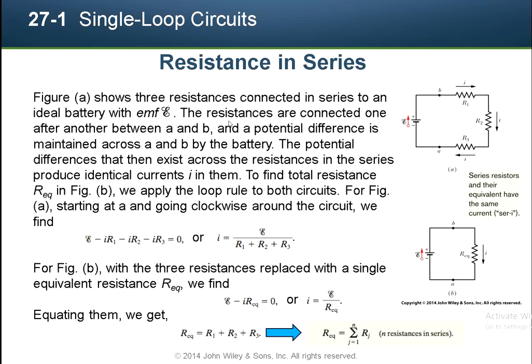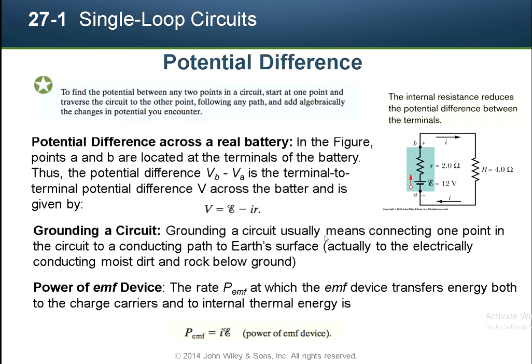Resistance in series is the same as in the capacitance topic. If more than one resistor is connected in series, the total resistance R equivalent is equal to R1 plus R2 plus R3. For a parallel circuit, 1 by R equivalent is equal to 1 by R1 plus 1 by R2 plus 1 by R3. We have already studied the series and parallel combinations in capacitance, so we can easily calculate the total equivalent resistance of the circuit.